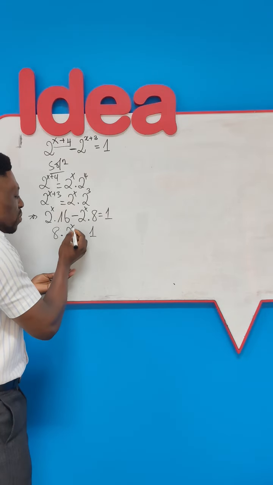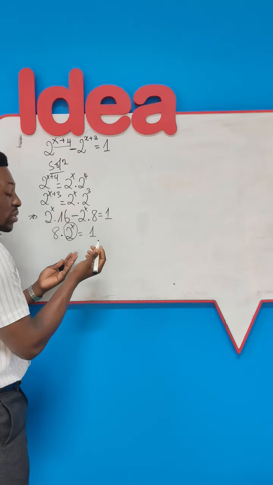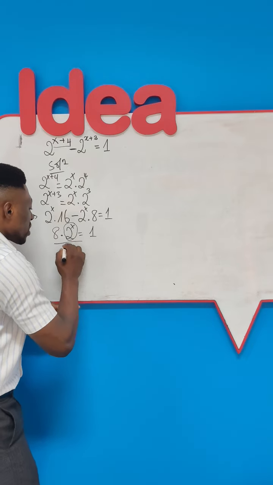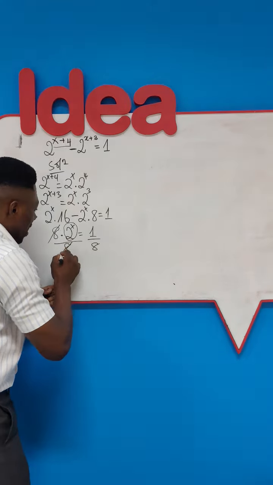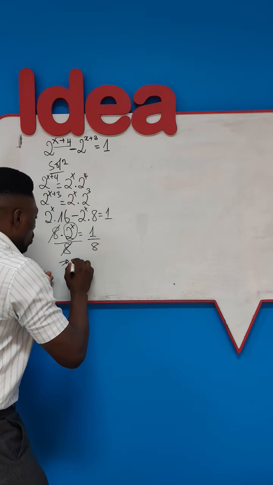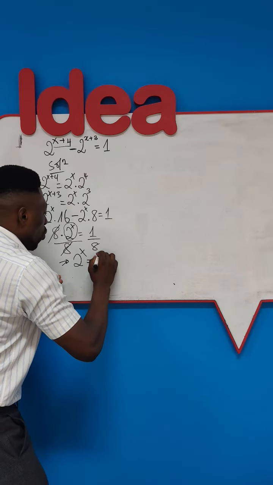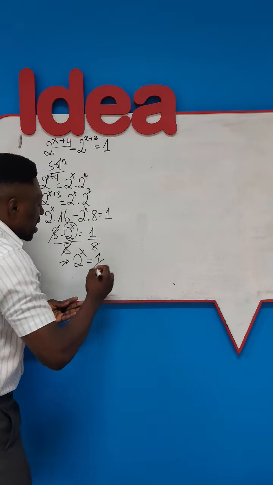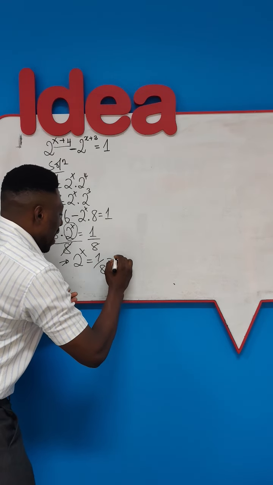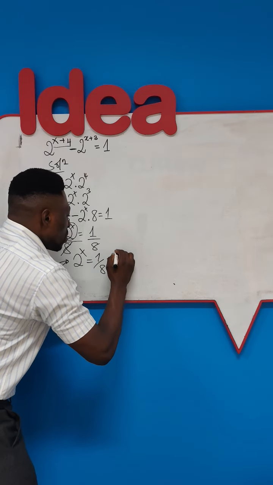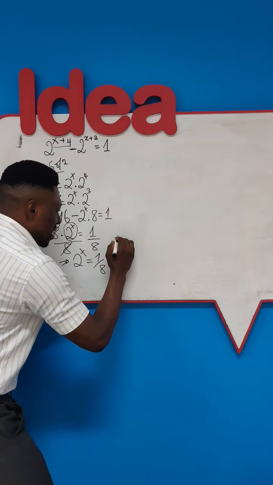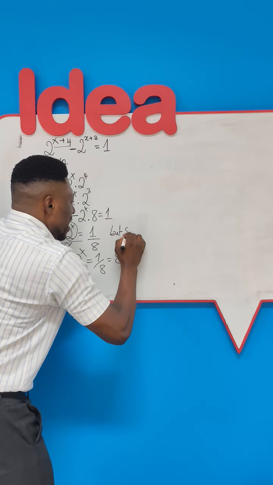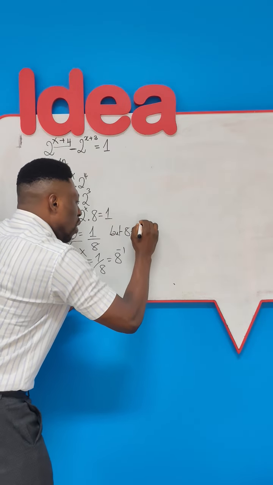At this point, how do we make this so-called y the subject of the formula? By dividing both sides by whatever is holding it, all right, like this. So 8 goes like this, and now we are left with just 2 to the power of x equals to 1 on 8, which can, in other words, be expressed as 8 to the minus 1. But 8 in itself is 2 to the power of 3.